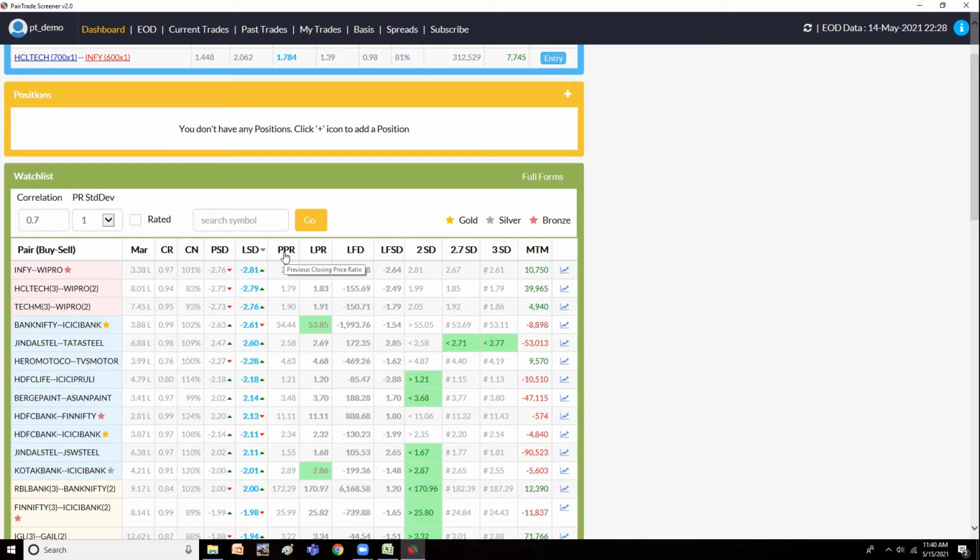PPR is the previous closing price ratio, LPR is the live price ratio. So these are static values. So this and this would be static. L is the live. So wherever you see L, that would be the live calculations happening. So LPR is the live price ratio.